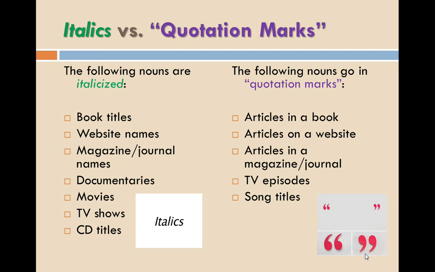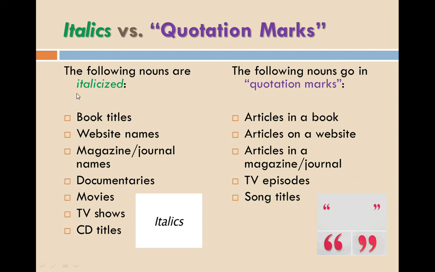So please don't forget that some things get italicized and some things get put in quotation marks when it comes to titles. So over here on the left, I've got big things. Big things get italicized. So the name of a book, the name of a whole website, or a whole magazine or journal, documentary, movie, TV show, CDs, all these things are big things that can be broken down into smaller pieces. Big things get italicized.